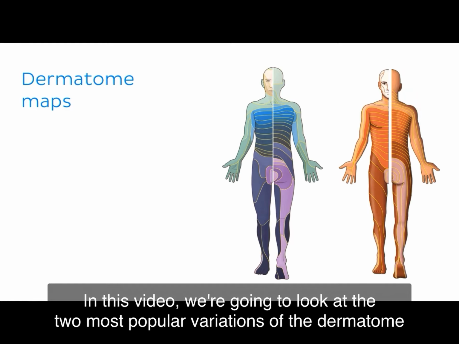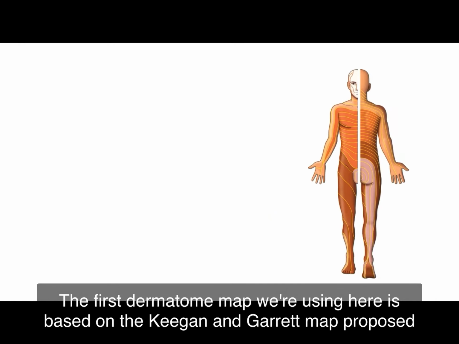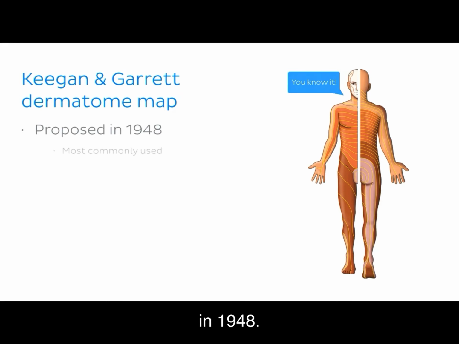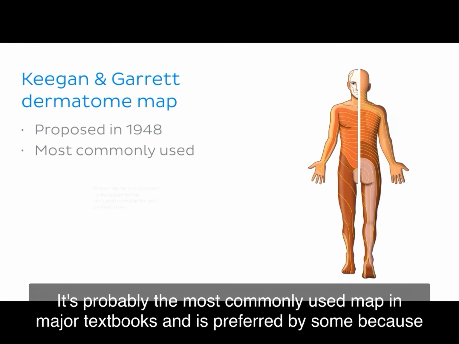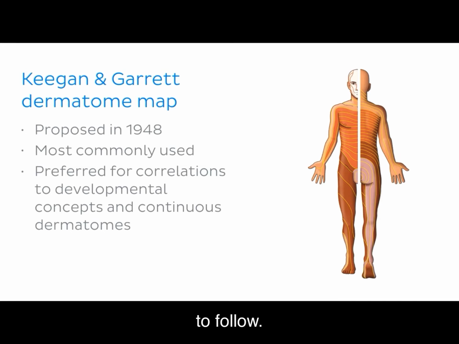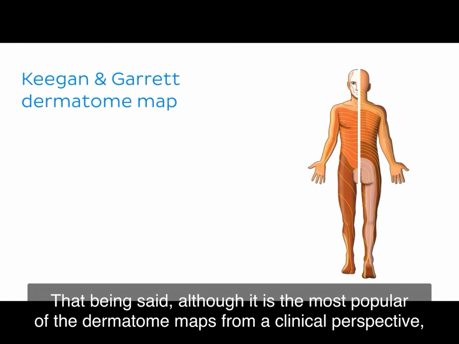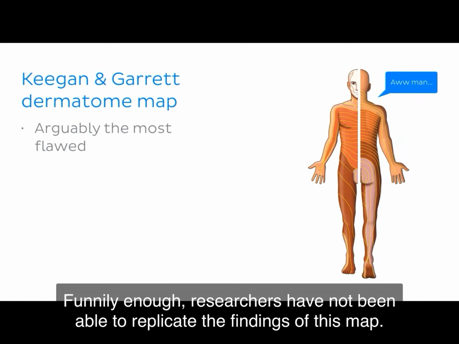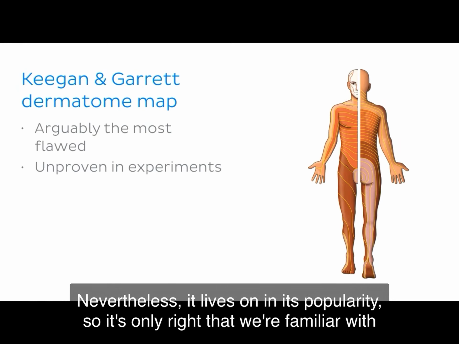In this video, we're going to look at the 2 most popular variations of the dermatome map. The first dermatome map we're using here is based on the Keegan and Garrett map proposed in 1948. It's probably the most commonly used map in major textbooks and is preferred by some because of its correlations to developmental concepts and continuous dermatomes, which are easy to follow. That being said, although it is the most popular of the dermatome maps, from a clinical perspective, it's arguably the most flawed. Funnily enough, researchers have not been able to replicate the findings of this map. Nevertheless, it lives on in its popularity, so it's only right that we're familiar with it.